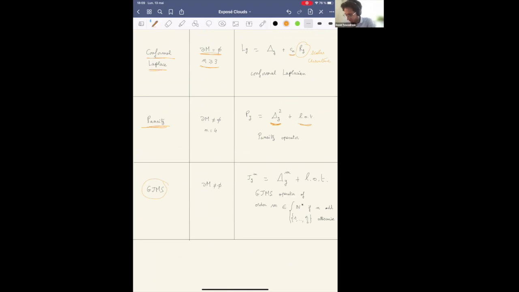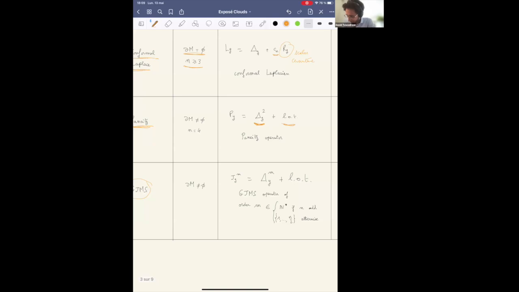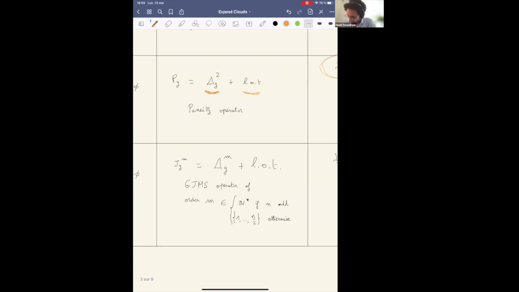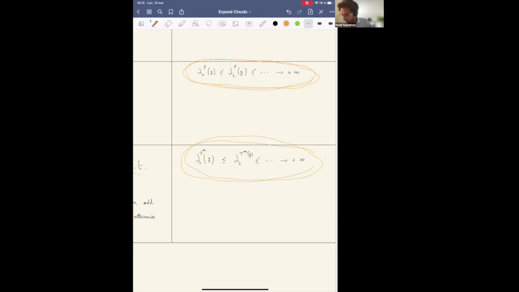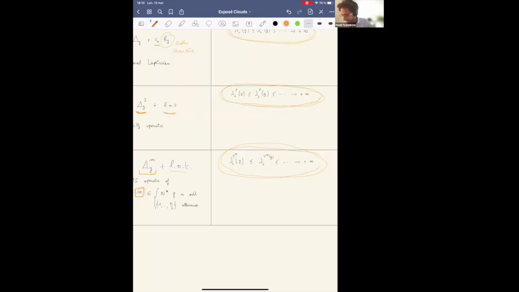And lastly, the Paneitz and the conformal Laplace spectrum are particular instances of the GJMS operators, which are operators with some parameter m, which gives the order of the operator. The operator is basically the mth power of the Laplace-Beltrami operator plus lower order terms. And it's also an elliptic operator. So we have also the same kind of spectrum. And so we are interested in studying all these spectra at the same time.